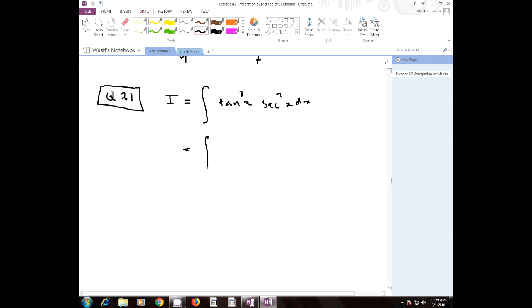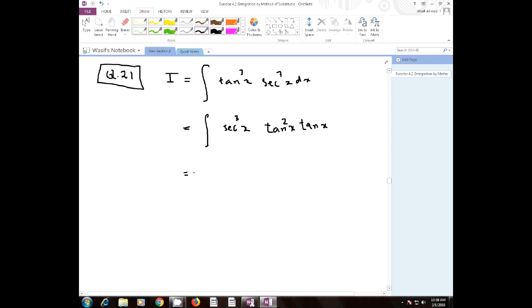You can rewrite this integral as secant cube x multiplied by tan square x multiplied by tan x. Actually, you should have written it as secant square x tan square x multiplied by secant x tan x dx.